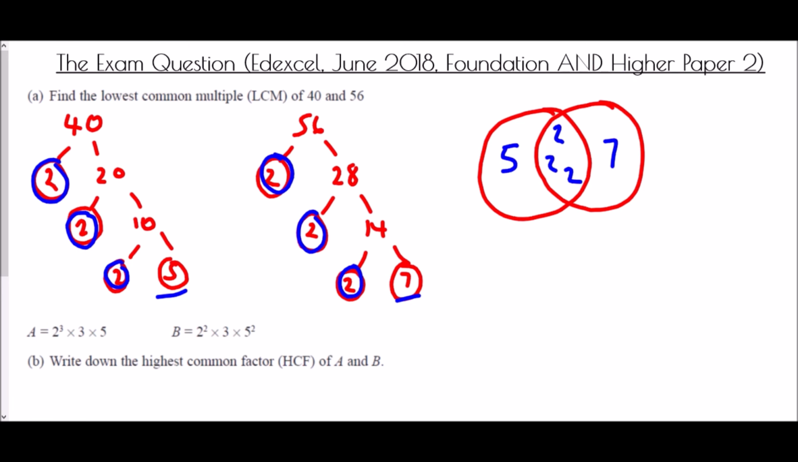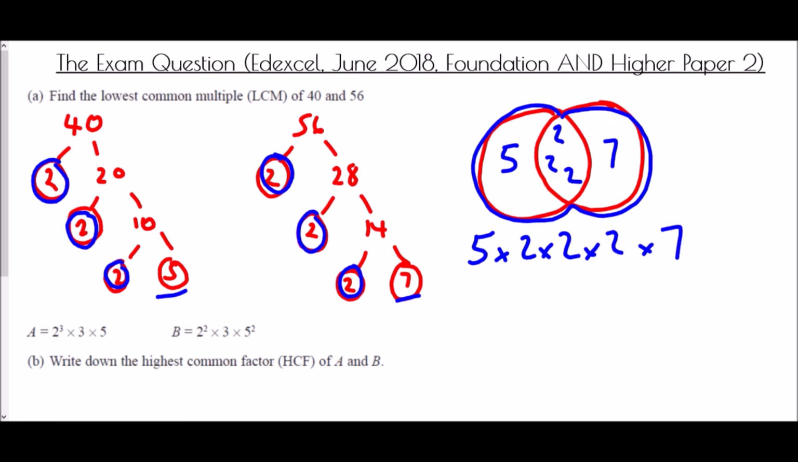And so if we think about the LCM, we want the entire diagram. So it's 5 times 2 times 2 times 2 times 7. And again, if we look at this very first piece, the 5 times 2 times 2 times 2, well, that is 40. That is the first number, times 7. 40 times 7 is 280.